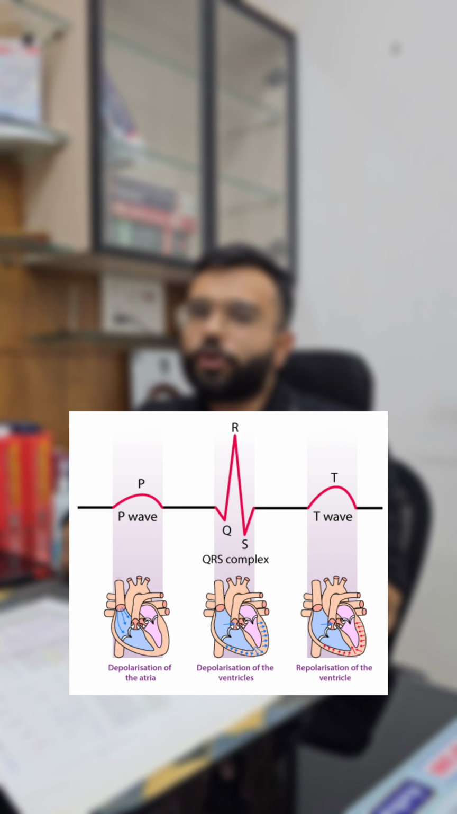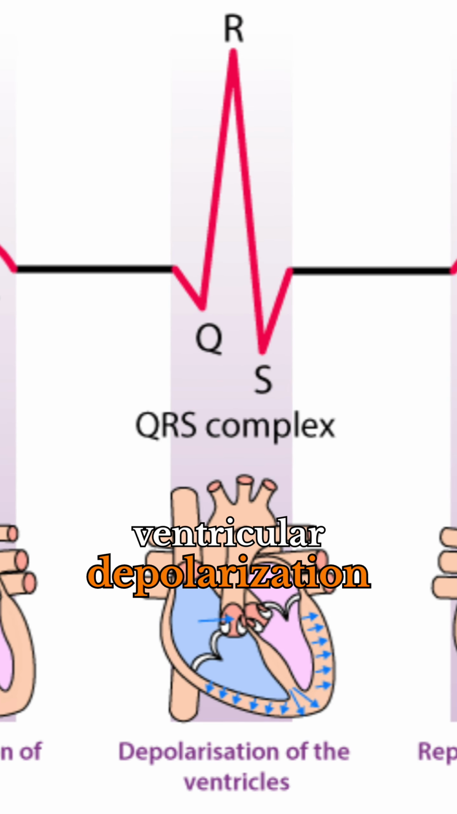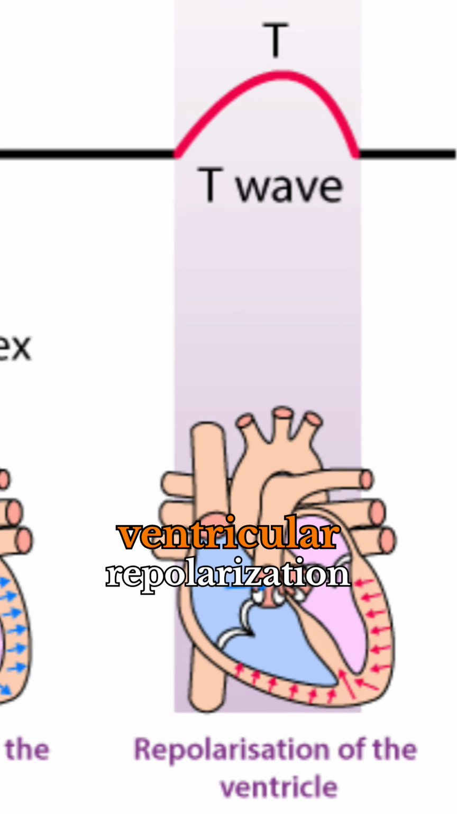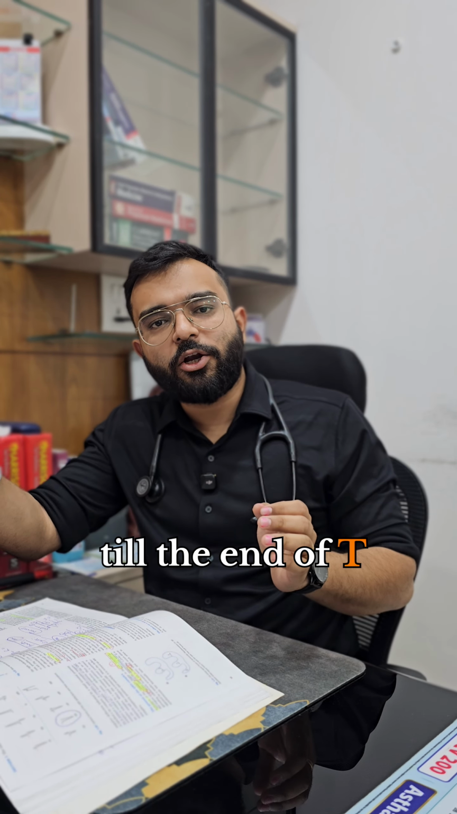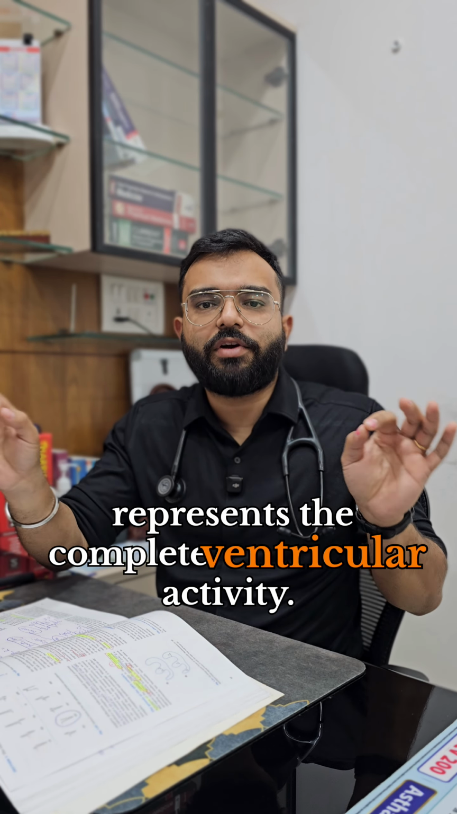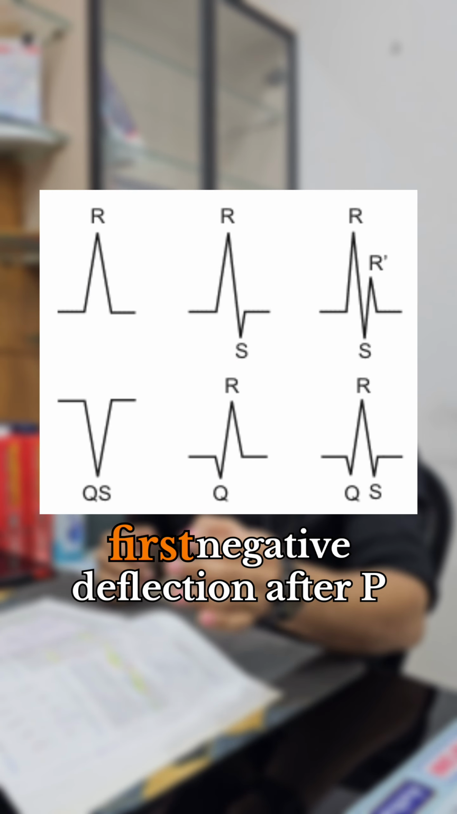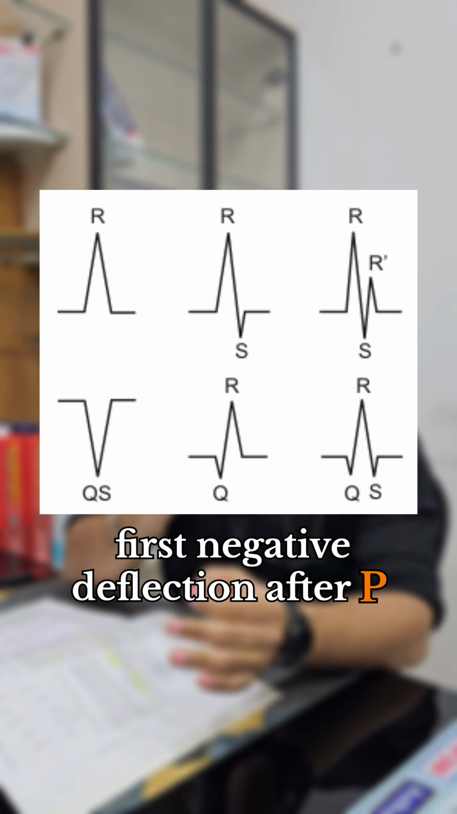Coming to the formation of the QRS and T wave. First of all, QRS is for ventricular depolarization and T wave is for ventricular repolarization. And the QT segment, that is from the beginning of the Q till the end of T, represents the complete ventricular activity.